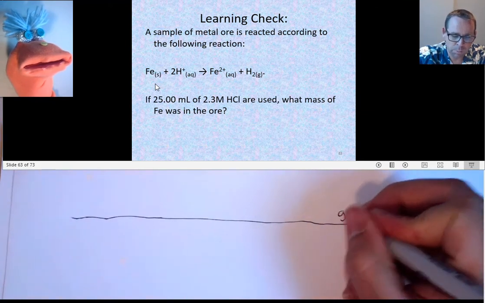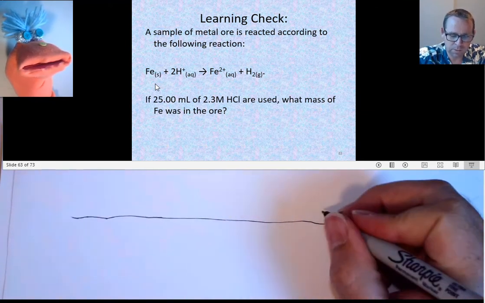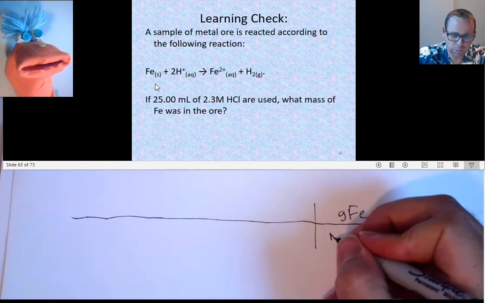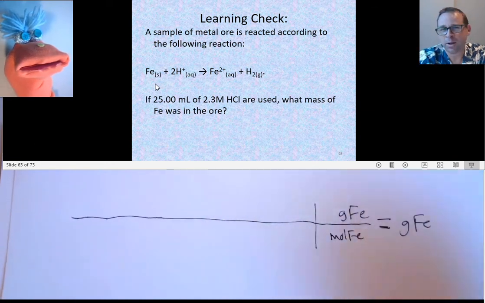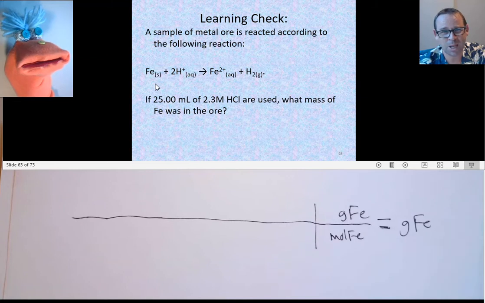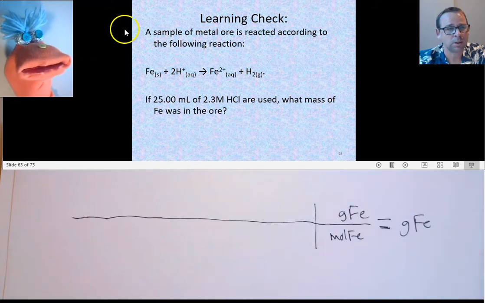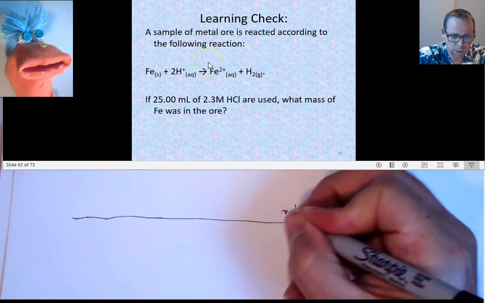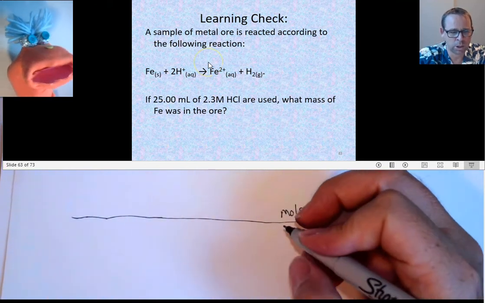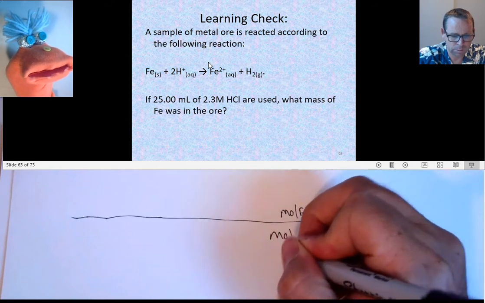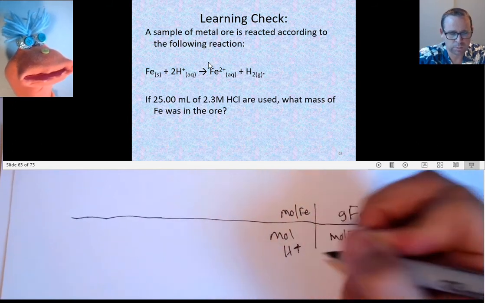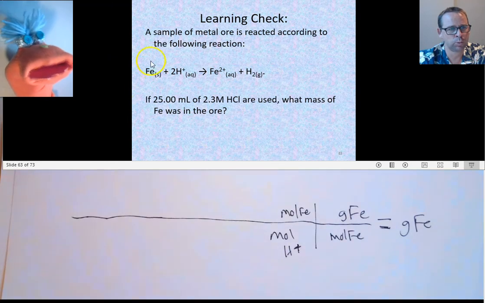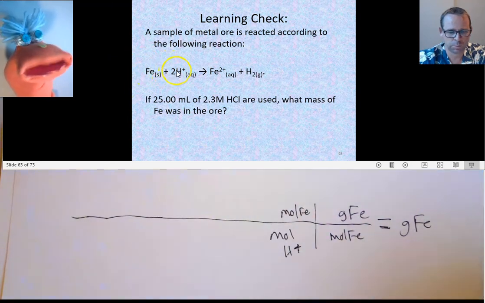But if I work backwards here and go grams of iron, I can go to moles of iron. Now, I knew I wanted to go to moles of iron. Maybe I didn't know that intuitively, but there's a molar ratio of iron here in this chemical equation. So then I can go from moles of iron to what? Moles of H plus ion. What is the ratio there? The stoichiometry is 1 mole of iron for every 2 moles of H plus.